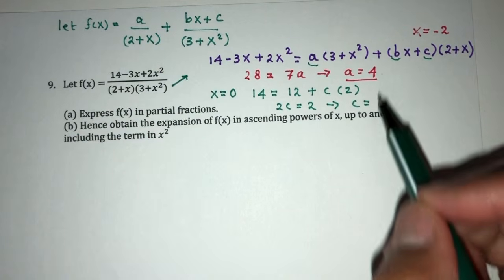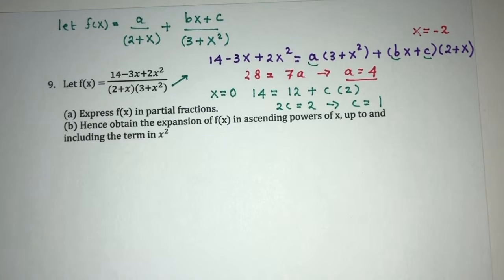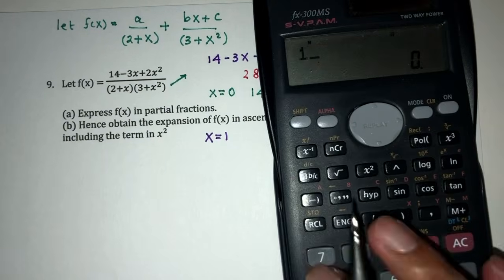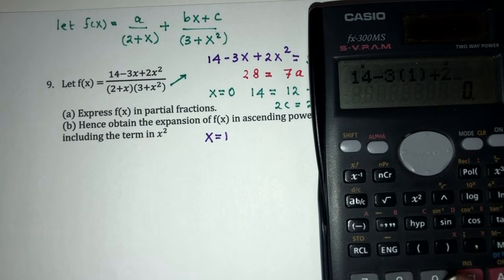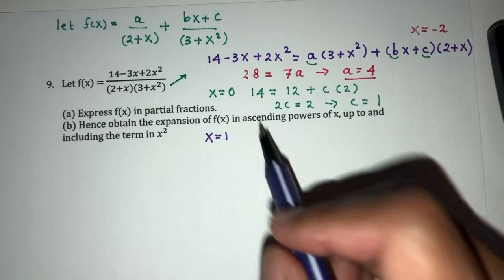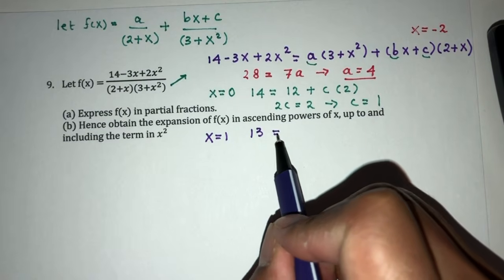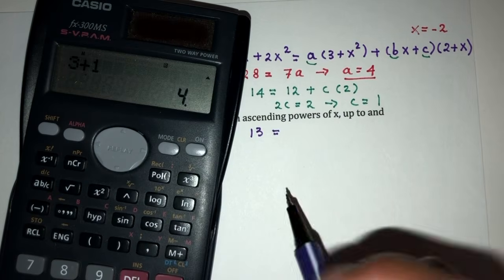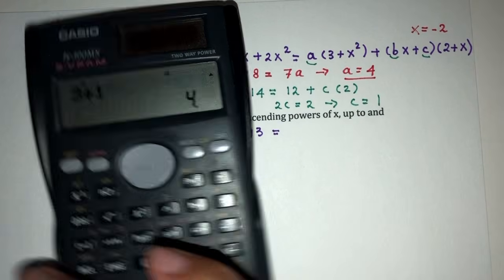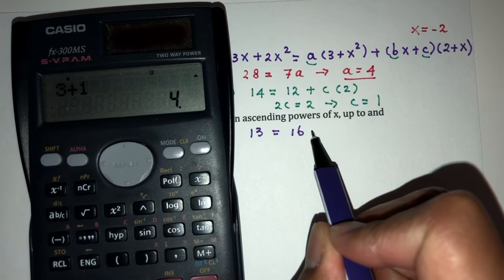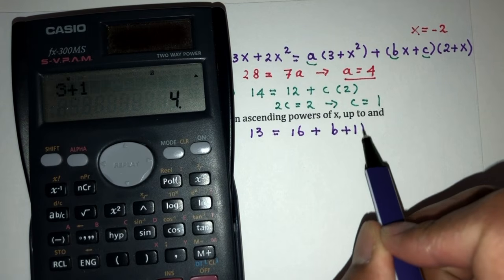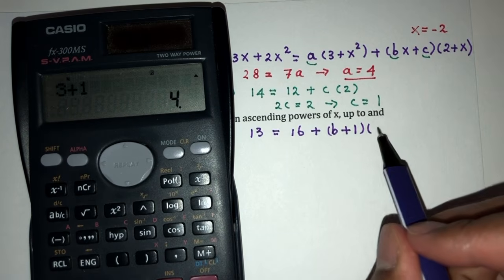So a is 4, c is equal to 1. Now we have to find the value of b. The next value we can work with, what is after 0? We can just work with x equal to 1. So the left hand side will be 14 minus 3 times 1 plus 2 times 1 squared. That should be 13. So 13 will be on the left side. On the right, that will be 3 plus 1 squared, which is 4, times a. a is equal to 4. That will be 16. Then plus, here we have b times 1 is b, plus c, c is 1, times the value here, 2 plus 1 is 3.